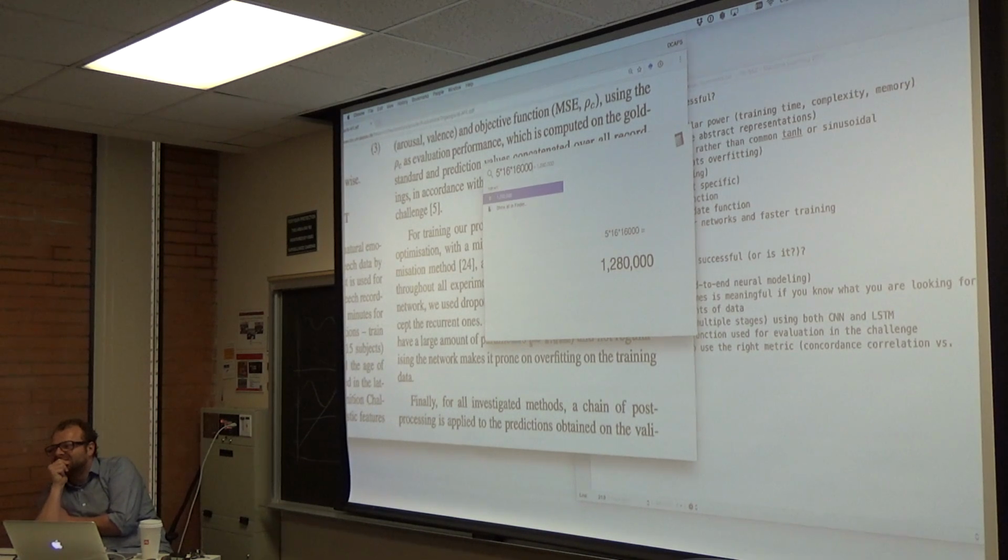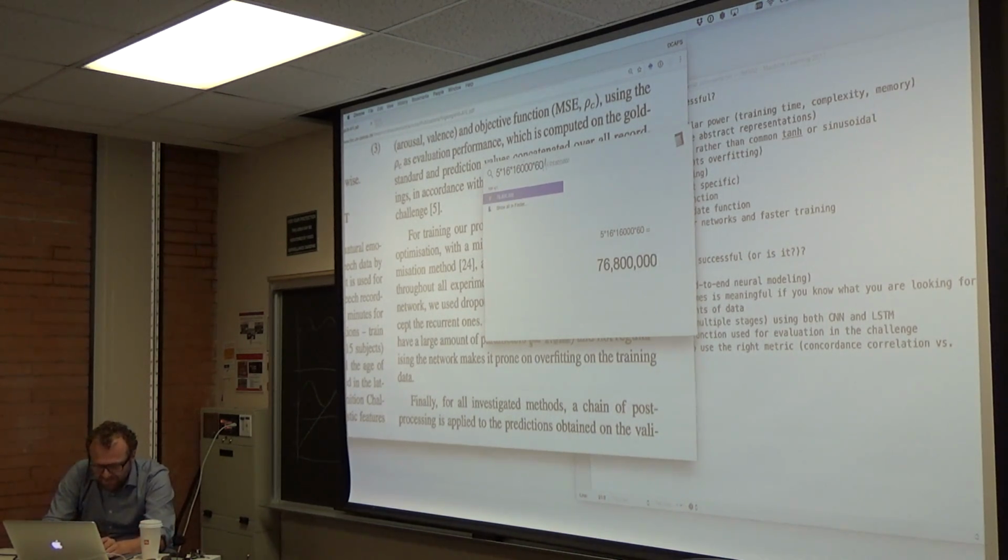1.2 million data points? They have 1.2, oh this is minutes, sorry, times 16. So they have 50 data points for each input data point. So I just don't understand this anymore.